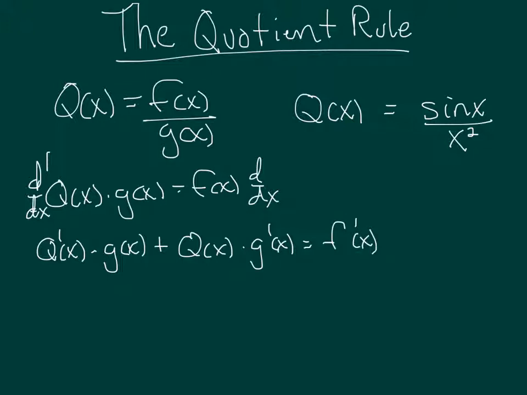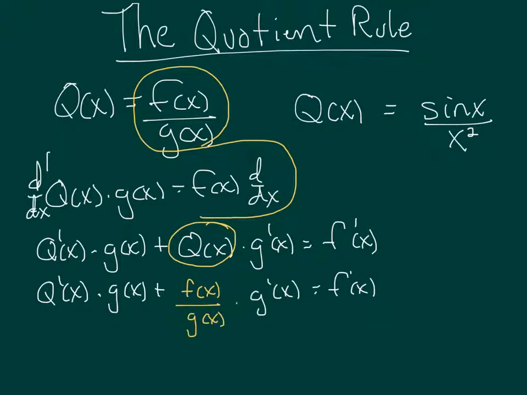But remember, we're looking for the derivative of q of x, to solve for q prime of x. Okay, how are we going to do that? Well, the first step is to substitute in for q of x. If we look way back up to the beginning, we can see that q of x is just equal to f of x divided by g of x. So let's go ahead and make that substitution.